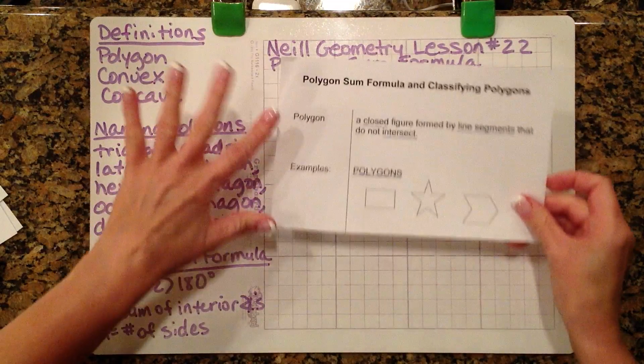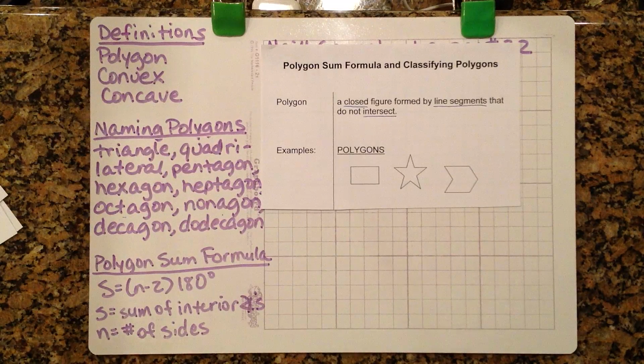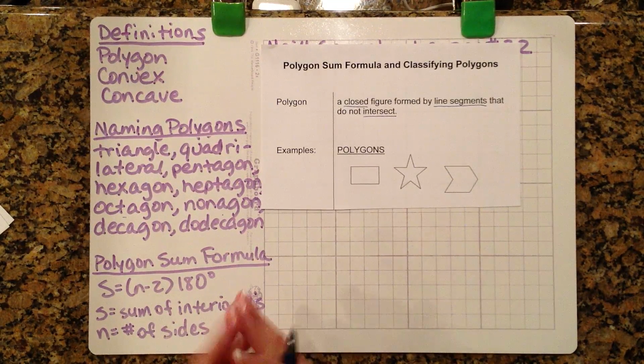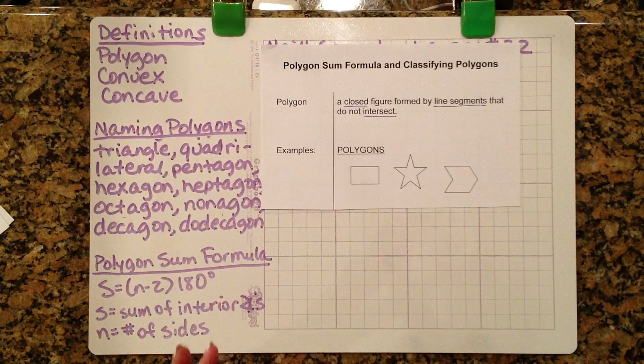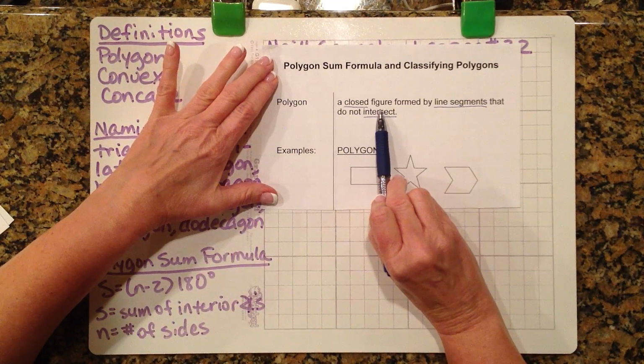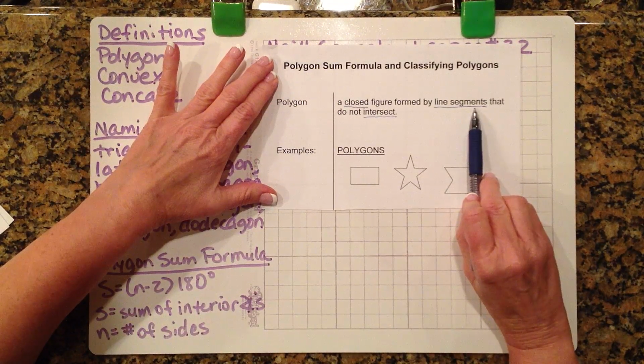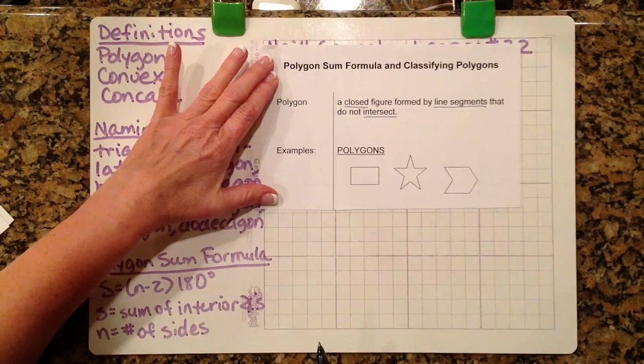All right, let's get started with the definition of polygon. What is a polygon? Up until now, most of the figures we looked at in geometry are triangles. Now we're going to start branching out. We're going to start looking at not only three-sided figures, but four-sided, five-sided, six-sided, and 10-sided figures. So a polygon is a closed figure formed by line segments. Line segments is the key word here, that do not intersect.